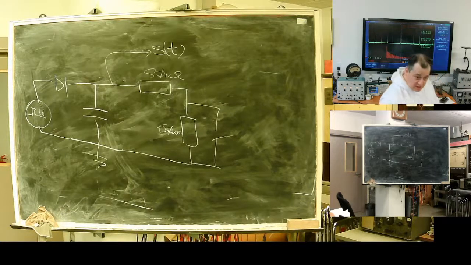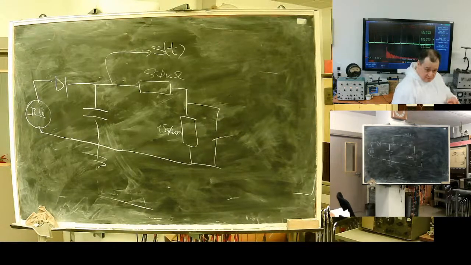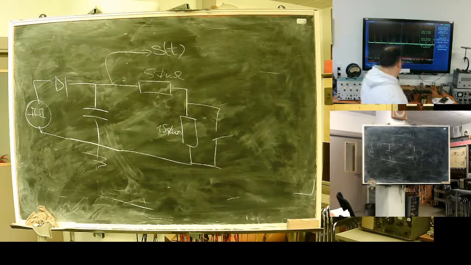Snubbers. This is the idea: artificial networks to dampen. Usually they are a capacitor and a resistance. Some also use diodes. Snubber networks to suppress the quality factor, to suppress high frequency components.